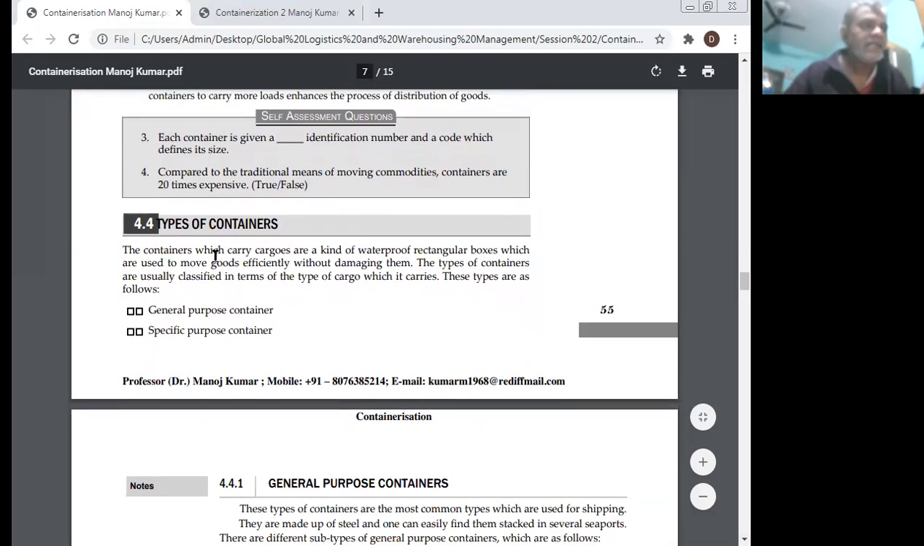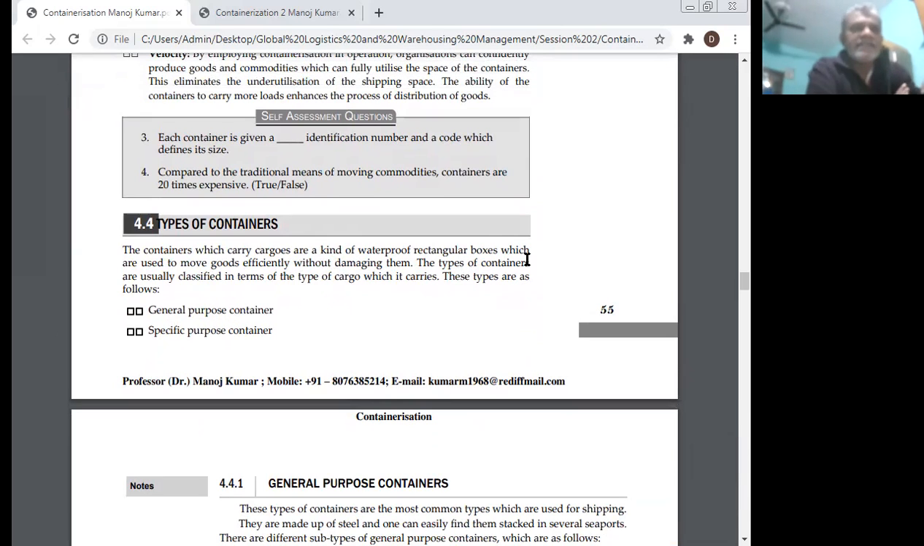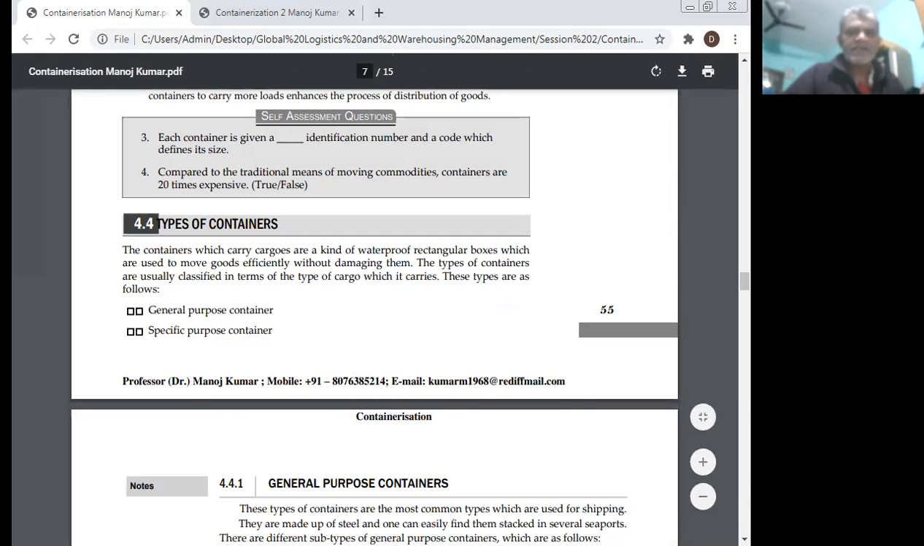Types of containers. The containers which carry cargo are a kind of waterproof rectangular boxes which are used to move goods efficiently without damaging them. The types of containers are usually classified in terms of the types of cargo which they carry. These types are as follows: general purpose container and special purpose container.